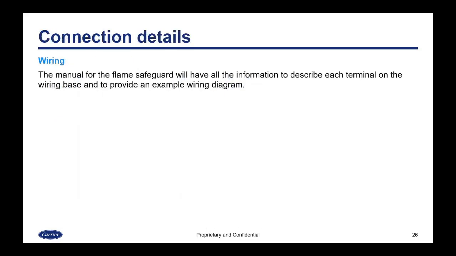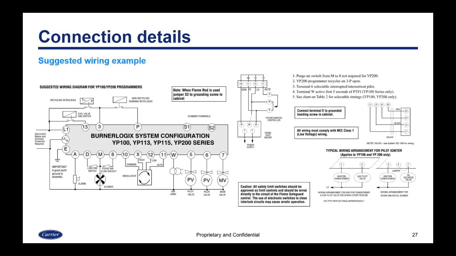So the manual for the flame safeguard will have all the information to describe each terminal on the wiring base and to provide an example wiring diagram. So here's a suggested wiring diagram for a BurnerLogix Y with a YP100 programmer. This is the example. Shows you what every terminal goes to in a pretty basic and generic wiring schematic.